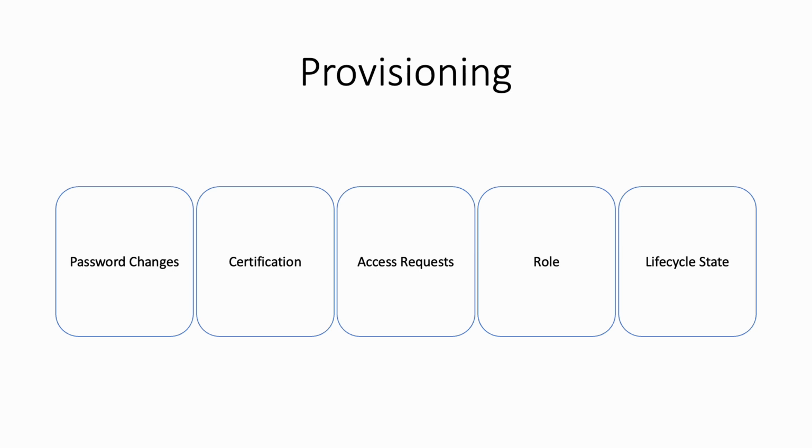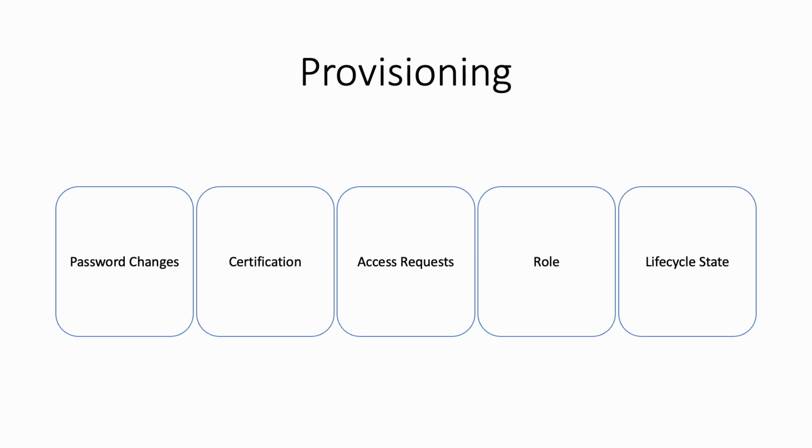Certification involves reviewing and validating user access periodically to ensure it complies with organizational policies and regulatory requirements. During certification, user access is either approved, revoked, or updated based on current roles or needs. The access request process allows a user or administrator to request access to systems or applications. Provisioning fulfills these requests automatically, granting access once the required approvals are completed.